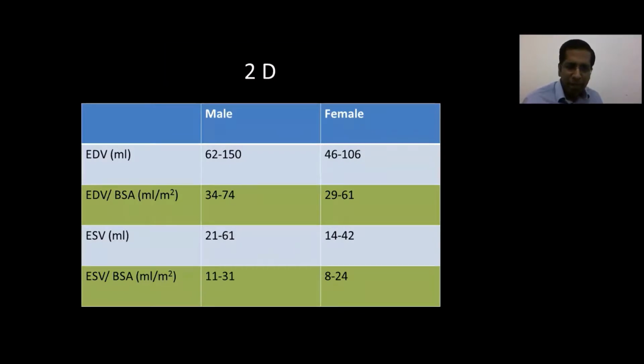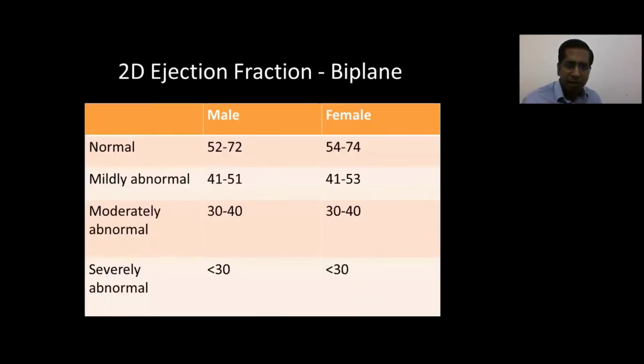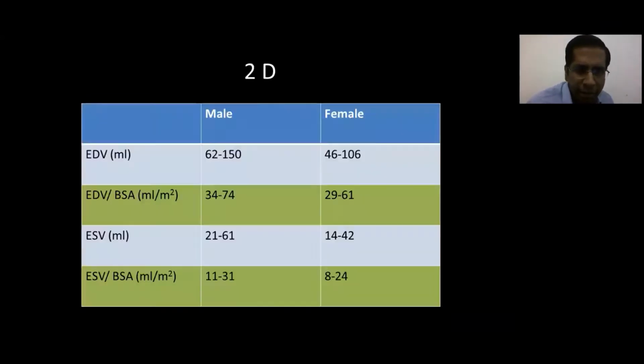I'm not going to dwell on this, but to know that in the 2015 ASE guidelines on chamber quantification, these numbers are all available for ejection fraction. I'll just highlight that the normal lower limit for EF in males was 52. For females, it was 54. Just bear that in mind. And for EDV, it's 62 and 46.